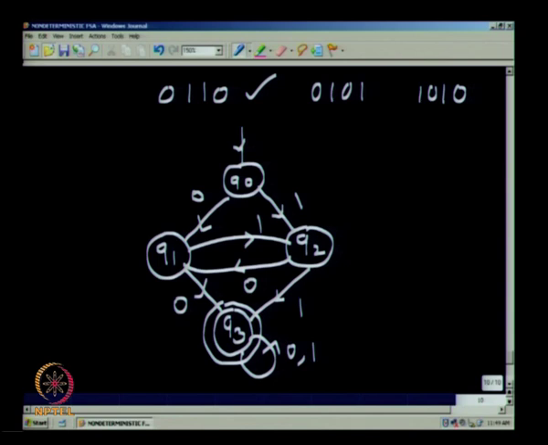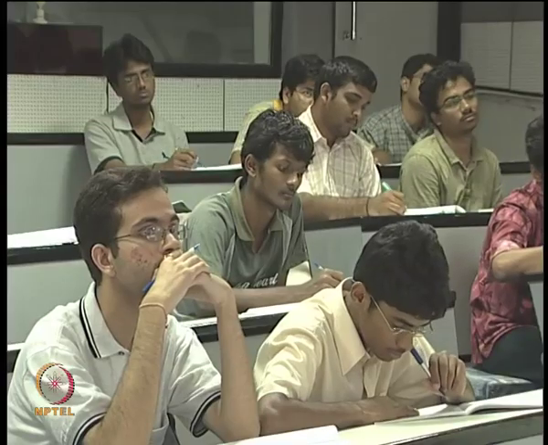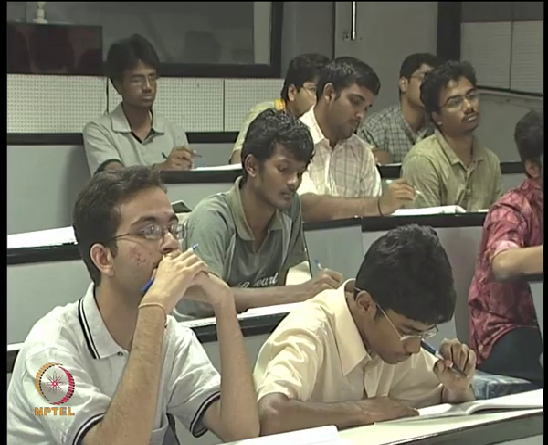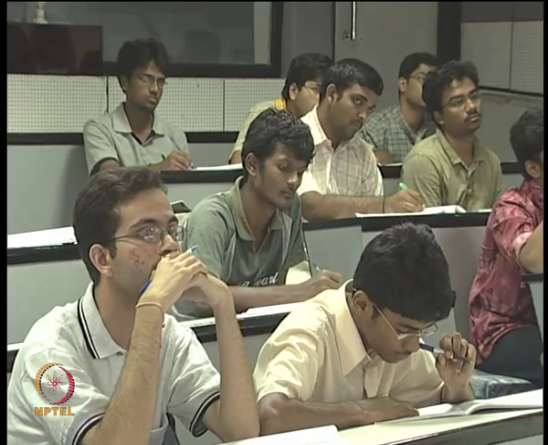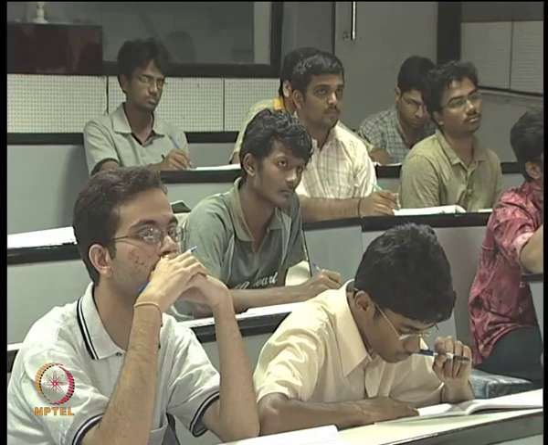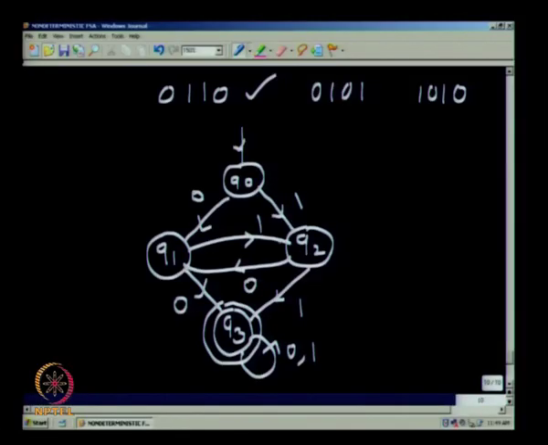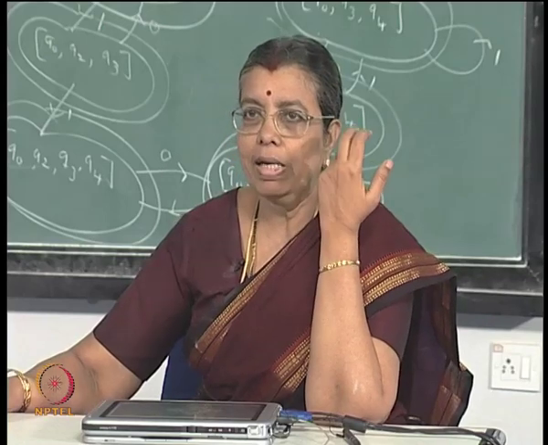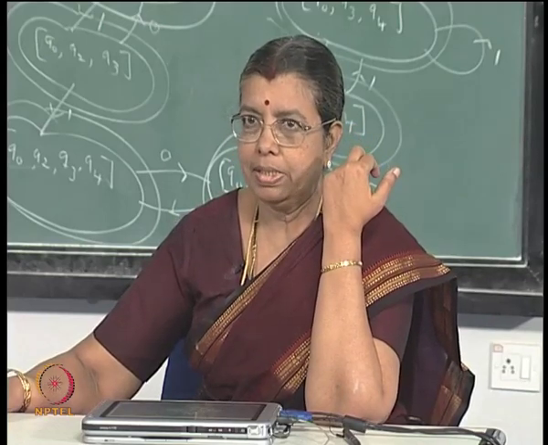What is the language accepted by this? The language accepted is the same. As long as you do not get 2 ones or 2 zeros, you will be within this 0, 1, 0, 1, or if you started with a 1, you will get 1, 0, 1, 0, like that. But once you get 2 consecutive ones or 2 consecutive zeros, you will go to Q3. Then afterwards, it is immaterial what string you get, it will be accepted, is it not?